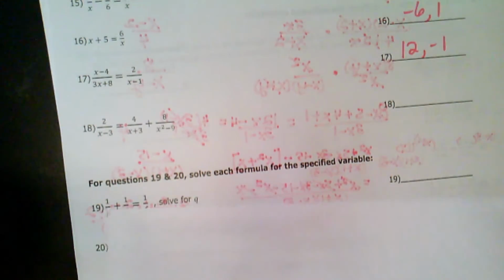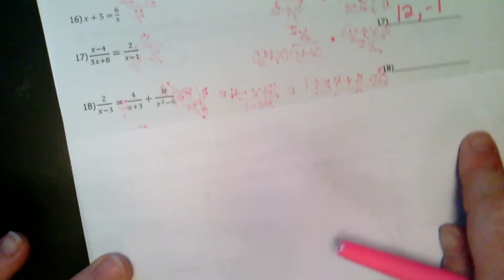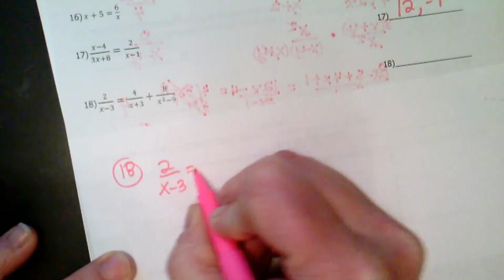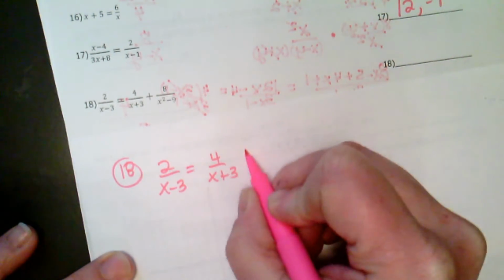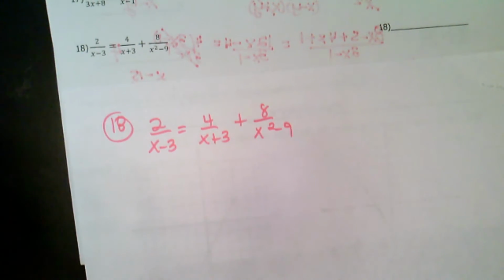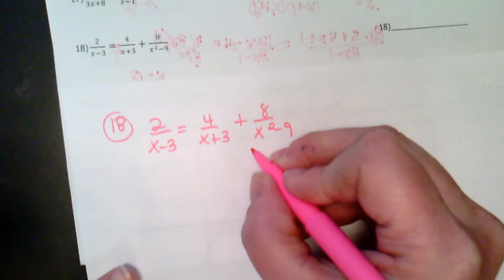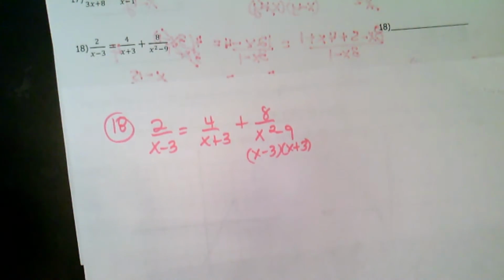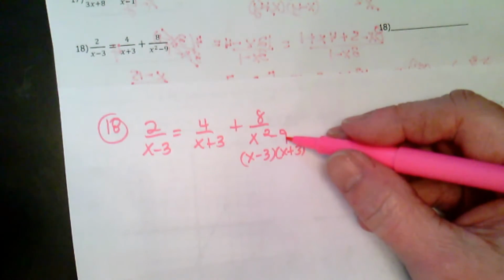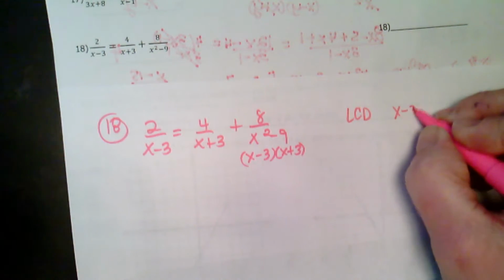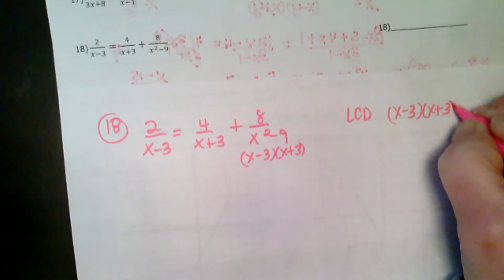Alright, number 18. So when there's more than one fraction on a side, we can't just cross multiply as we did before. So we need to find the LCD for all these terms. If I factor this, that's what I have, right? Because it's a difference of squares. So our LCD would be this.